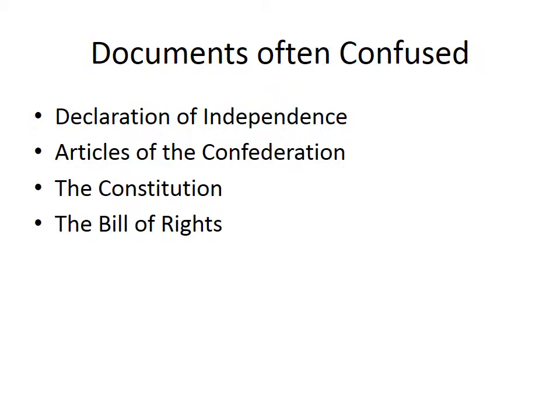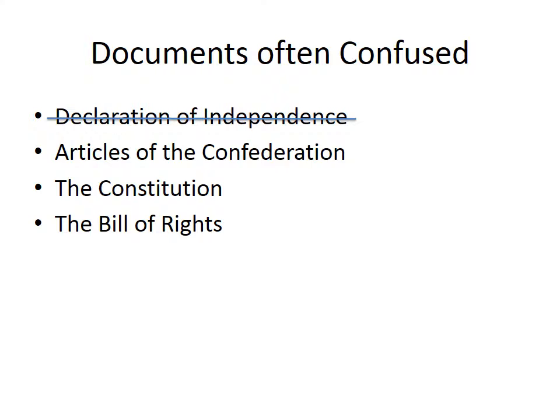There are a lot of documents that we talk about, and students tend to get them confused: Declaration of Independence, Articles of the Confederation, the Constitution, and the Bill of Rights. You need to know what these four documents are and what they did. Of course, in the last lesson, we talked about the Declaration of Independence, breaking away from England, laying out those grievances against the king, and uniting those people in the colonies that weren't on board yet.